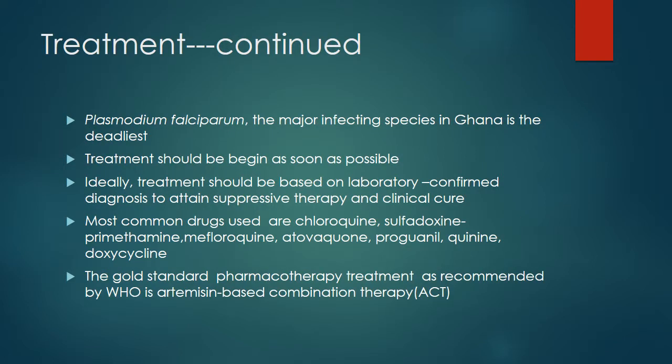Treatment. Plasmodium falciparum is the major infecting species in Ghana and is the deadliest. Treatment should begin as soon as possible. Ideally, treatment should be based on laboratory-confirmed diagnosis to attain suppressive therapy and clinical cure. Most common drugs used are chloroquine, sulfadoxine-pyrimethamine, mefloquine, atovaquone-proguanil, quinine, and doxycycline. The gold standard treatment by WHO is, however, artemisinin-based combination therapy, commonly referred to as ACT.